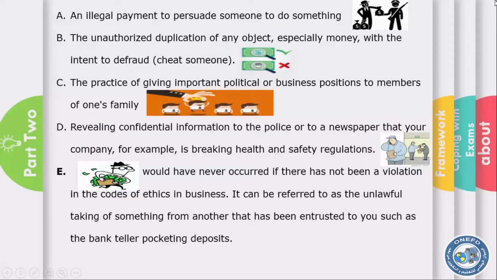D: revealing confidential information to the police or to a newspaper that your company, for example, is breaking health and safety regulations. So let's propose an example. You walked by a shop that sells shoes, and this shop has its own little factory of shoes, and you saw some children working in this little factory. Their clothes are dirty, their faces are dirty, and they are using some heavy materials, and they are kids, and they are being harmed by these materials. What would you do?